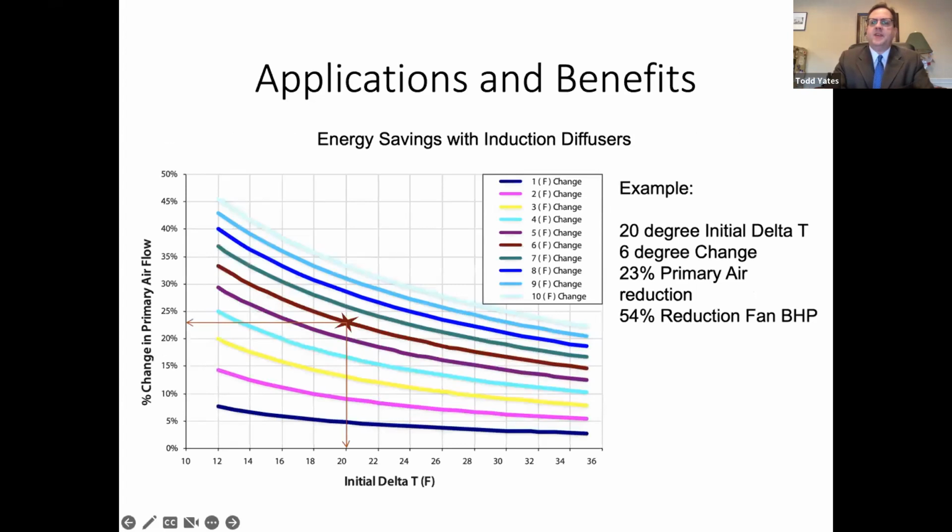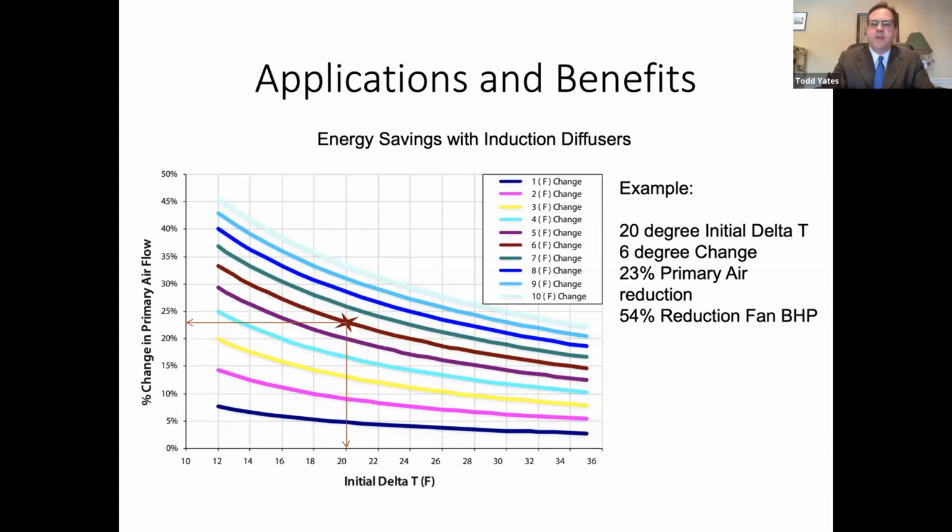So, one of the points is that they can save energy. Well, how do they do that? They do that primarily through fan energy because they don't change the cooling load in the space, but because you're using less primary air at a colder temperature in smaller ductwork, you need less fan energy. So this is a chart showing energy savings with induction diffusers. And the greater difference that you have between your traditional primary air and what you're lowering that primary air to, that defines the savings.